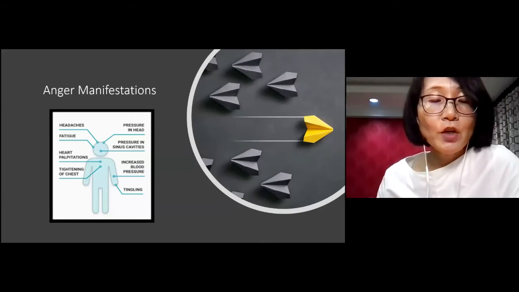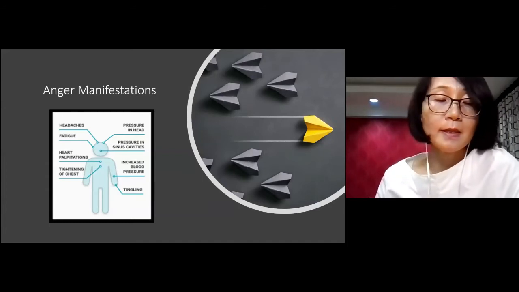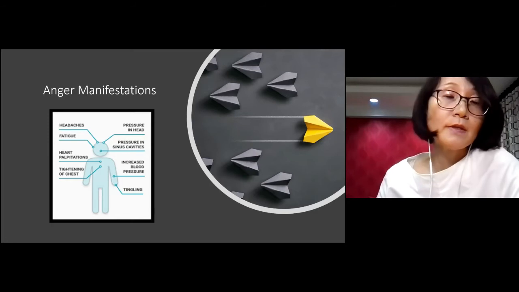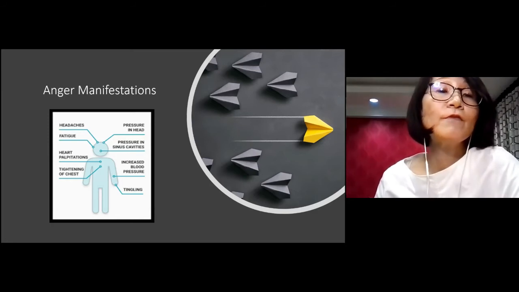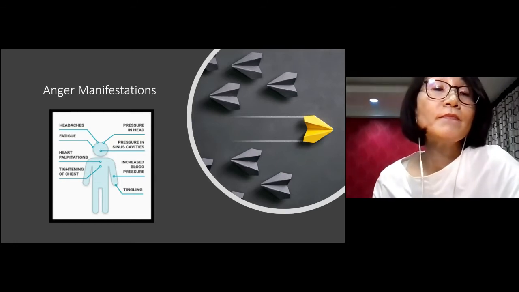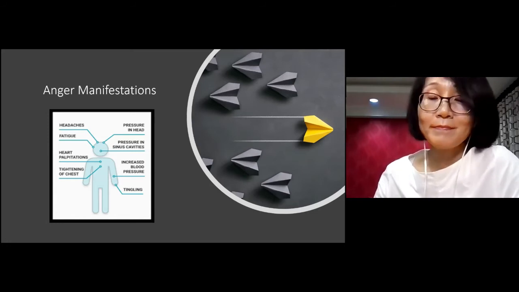So envy and jealousy could be observed from facial expressions, body language, and through unwholesome speech, as discussed earlier. Anger can be manifested in the physical body, which are felt as physical sensations. Do you recognize some of these sensations? Headaches, fatigue, pressure in the head, pressure in the sinus cavities, heart palpitations, tightening of the chest, increased blood pressure, tingling, numbness.